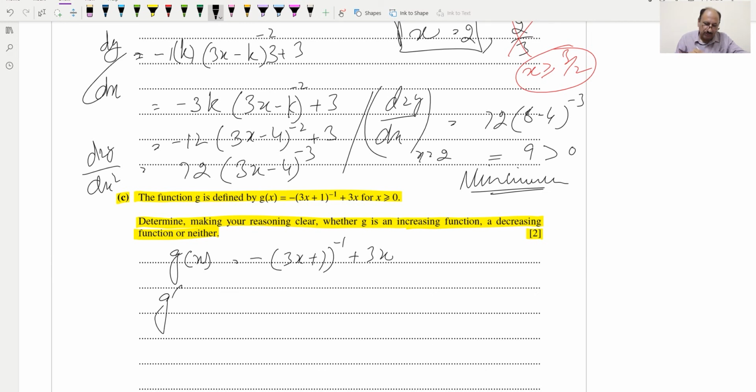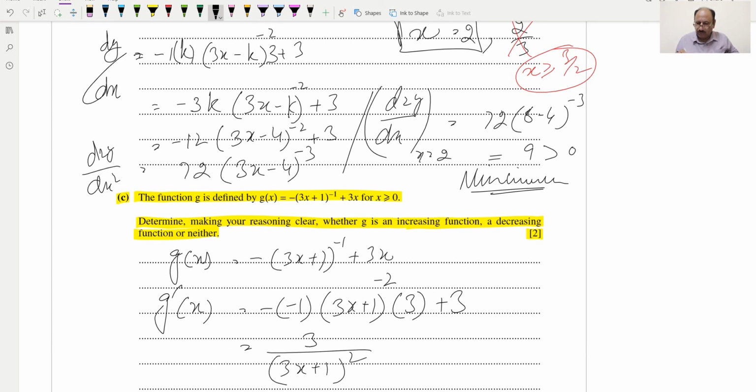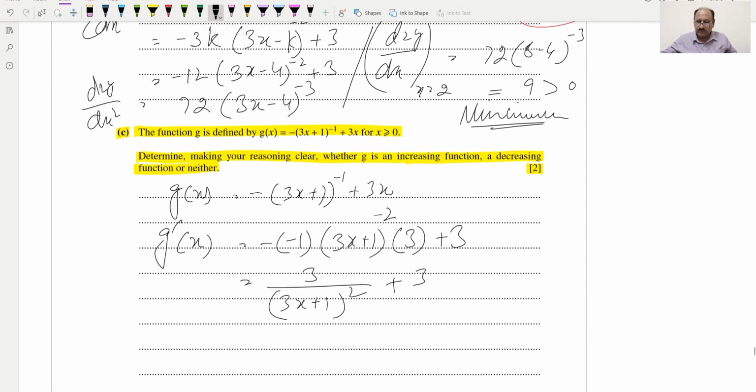Now derivative g dash of x is what? Minus 1, minus as it is, and then this power we will write first. So minus 1 into 3x plus 1 raised to power minus 1 will be minus 2 into derivative of this inner portion, which is 3, and derivative of 3x will be 3. Now we can rewrite it. So 3 over 3x plus 1 squared, plus 3, and this is basically increasing function.